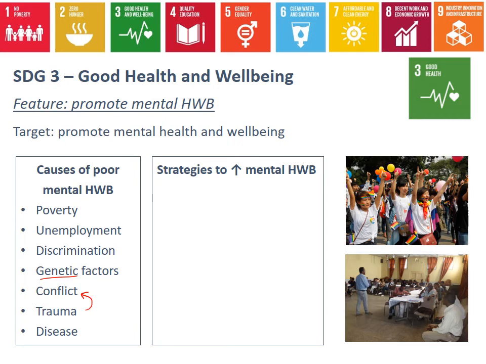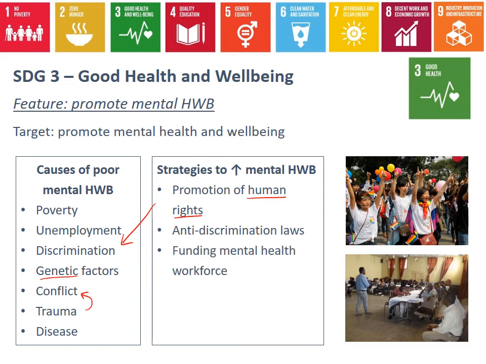Strategies to increase this at a really general level: ensuring that people have human rights. Okay, that's going to decrease things like that. And that often requires actual anti-discrimination laws. Funding a mental health workforce, I guess you could add into that training them. Okay, so it's a really new area for a lot of, especially low-income countries, where they haven't had the resources for mental health. So, training, often it might be training existing health workers to also recognize and manage mental health issues. Early diagnosis and treatment.